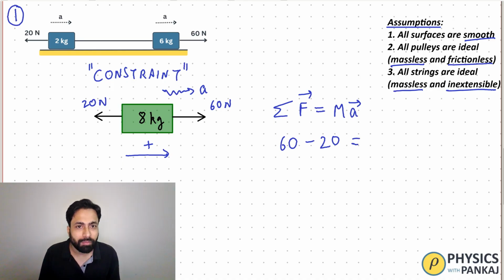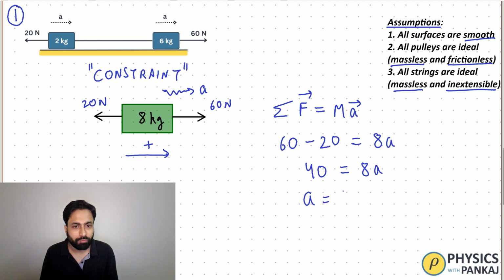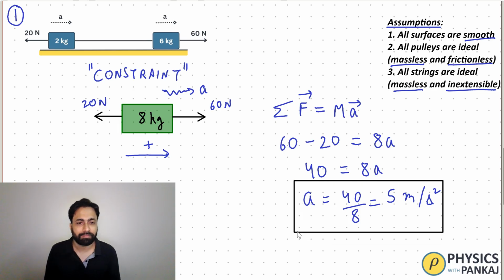This should be equal to the mass of our system, which is 8 kg, multiplied by the acceleration, which is a. 60 minus 20 gives me 40, equal to 8a. That gives me a equal to 40 by 8, or 5 meters per second square. That is the acceleration.